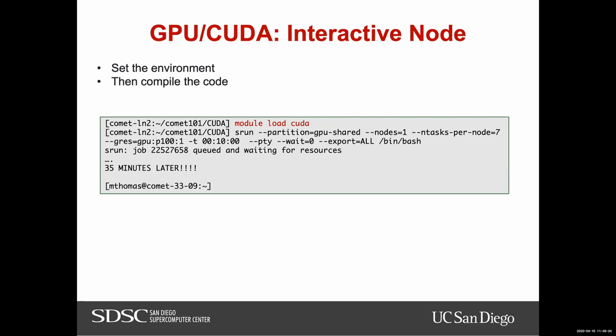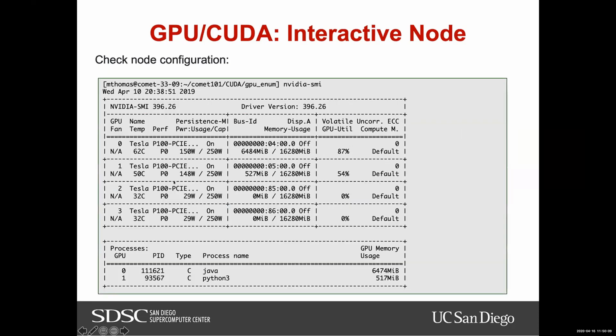This one is an example of running an interactive node. Module load CUDA, make sure I've got that. The srun command, here I'm going to go to GPU shared. How many tasks I want is 7. I'm going to use it for 10 minutes. Mine are short, just for examples. And this one took 35 minutes to get, but finally I ended up on a new node. Comet 3309, and that's the host name for the node that I'm on. And I can start doing my GPU work.